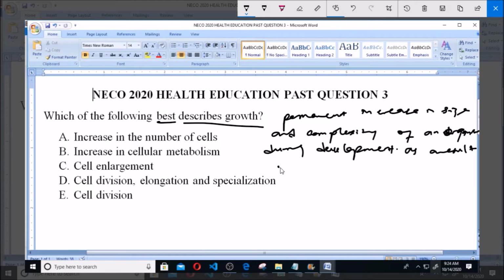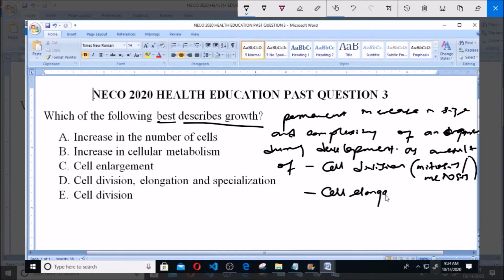Growth is as a result of, one, cell division, that is the multiplication of cells, be it mitosis or meiosis, that is, be it mitotic or meiotic cell division. Next, after cell division is what? Cell elongation or cell enlargement.